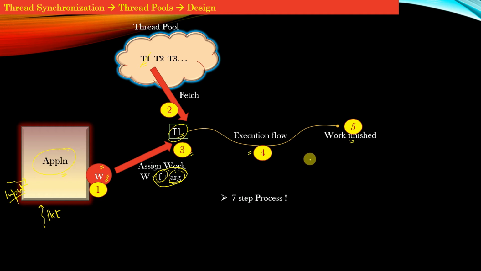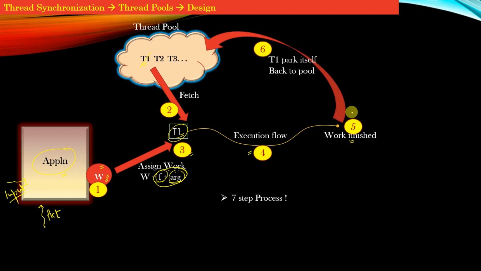Once the thread T1 finishes its assigned work in step number 5, the thread T1 places itself back into the thread pool. So in step number 6, you can see that the thread T1 parked itself back in the thread pool because it has completed whatever work was assigned to it. And optionally in step number 7, the thread T1 can send feedback to the application telling the application that I am done. So step number 7 is optional. We will see how to implement this optional case.